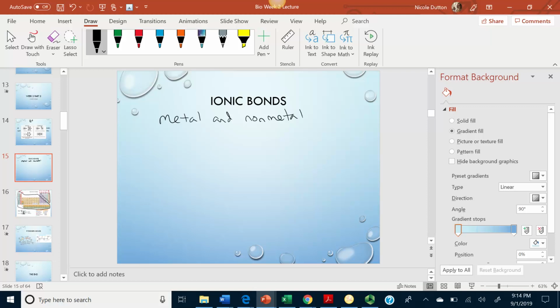And when they're formed, the metal usually loses electrons, while the nonmetal gains electrons. So the metal gives them up, and the nonmetal accepts them. When the metal loses electrons, it becomes more positive, because remember, electrons have a negative charge, so if you're giving up negativity, you're becoming more positive. So the metal becomes the positive one.